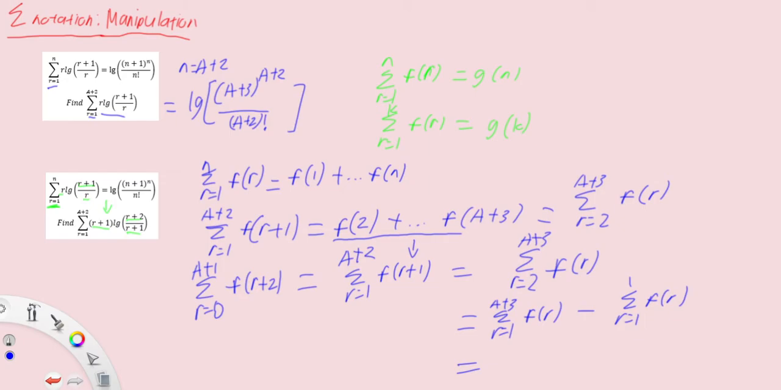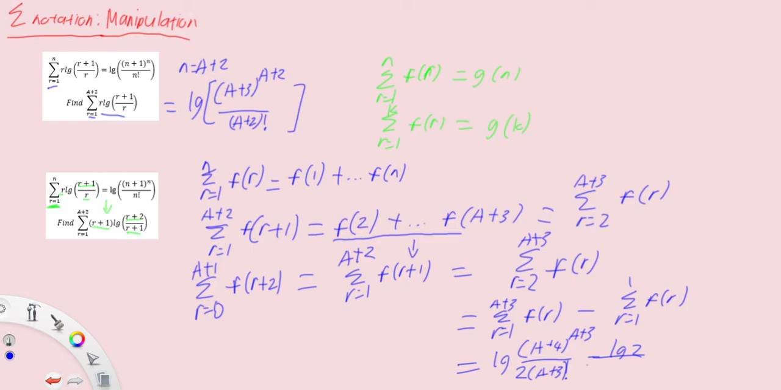Now you just sub in A plus 3 into the formula, like what we did just now. So we have log((A plus 4)) to the power A plus 3 over A plus 3 factorial, minus away the term when r equals to 1. So following the formula, we have log 2 to the power 1 over 1 factorial. So basically just log 2. So minus log 2, which is simply just divide by 2. I can just simplify it like this.